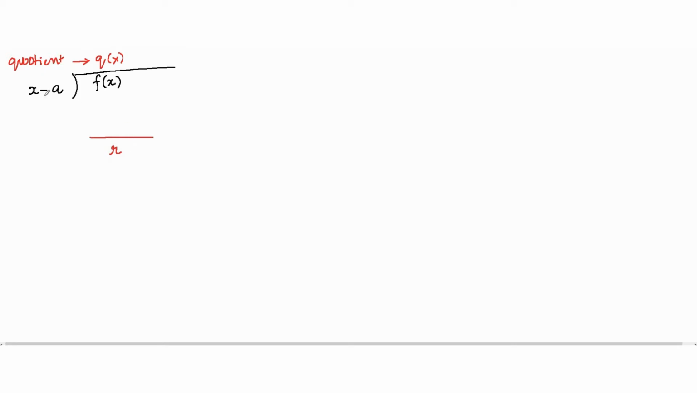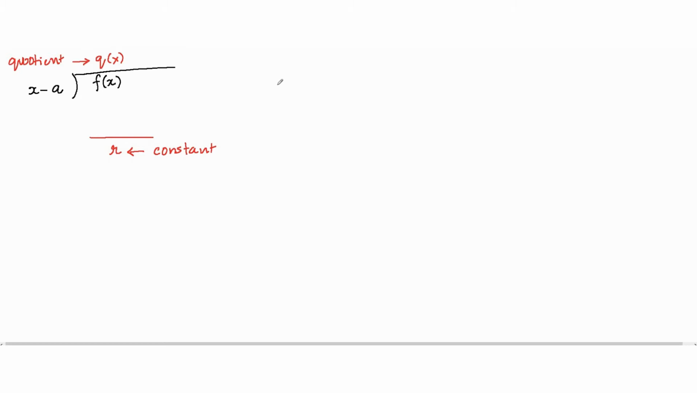And of course, because the divisor is a linear polynomial, the remainder is going to be a constant, because according to the division algorithm, we know that the degree of the remainder is 1 less than the degree of the divisor. The degree of the divisor over here is 1, which is why the degree of the remainder will be 0, which means that it is going to be a constant.